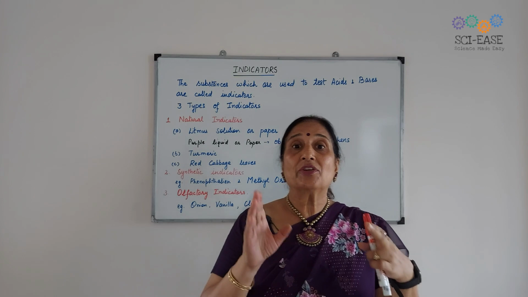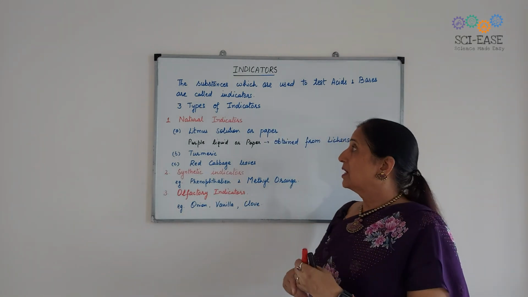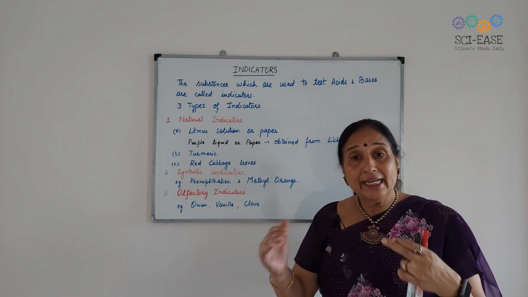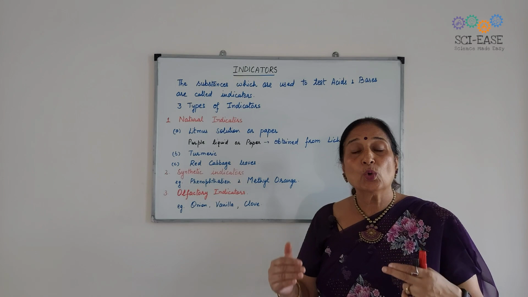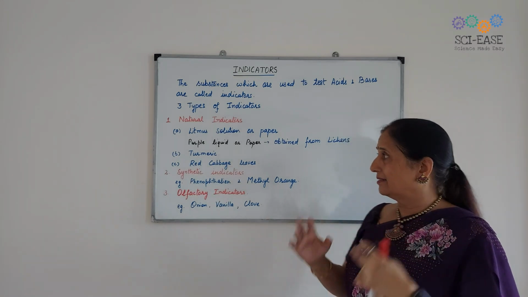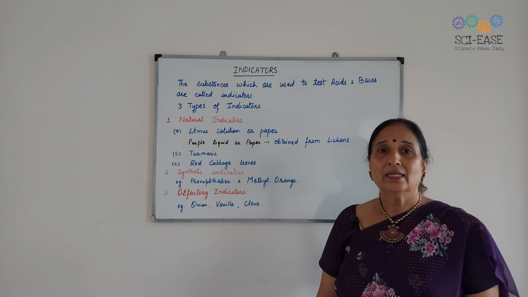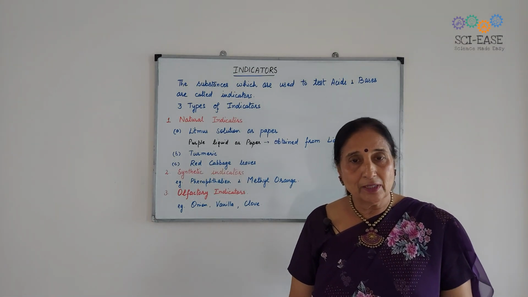There are three categories of indicators. First one is natural indicator. The indicators which are obtained from nature are known as the natural indicators. Example I want to tell you here is the litmus solution or paper.